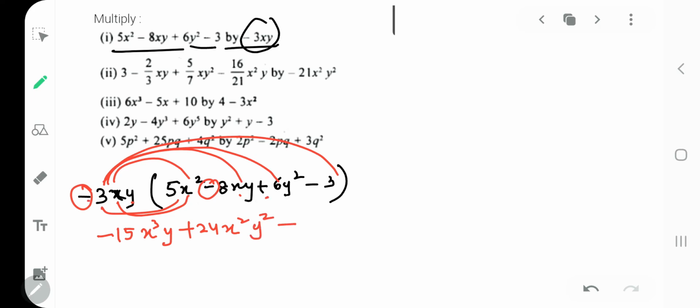Minus plus with the third term, minus. 6 3s are 18, and it has x and y, it has just y square, so that will become xy cube. Then you have again minus minus becomes plus for the fourth term. 3 into 3, 9xy. If there are any like terms, you can perform addition and subtraction. If there are no like terms, then you have to keep it as it is. Clear?